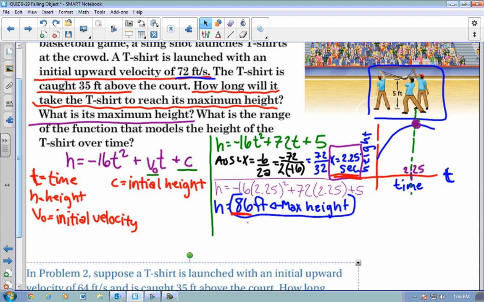The range. Make sure you know brackets versus parentheses, and write it on your paper. I'm going to come check. You got the range? Write it on your paper, please.